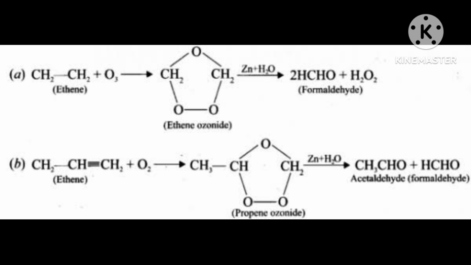Then what happened? That one oxygen, then Zn is there. That Zn has taken one oxygen and it formed ZnO, zinc oxide. But the main products are acetaldehyde and formaldehyde, means ethanal and methanal. Other example I am giving you, that is also very, very important. Both reactions are very, very important examples for examination.